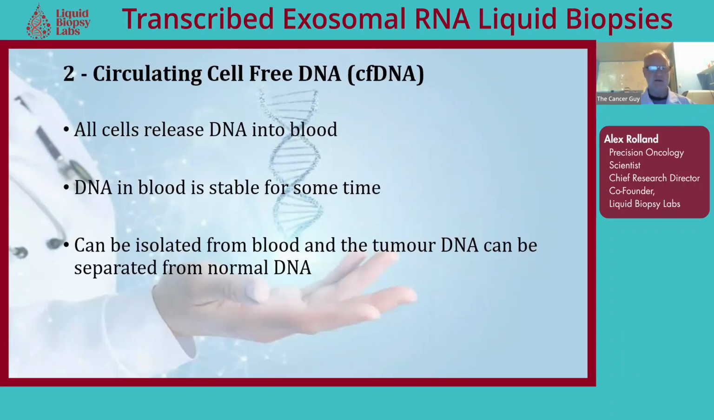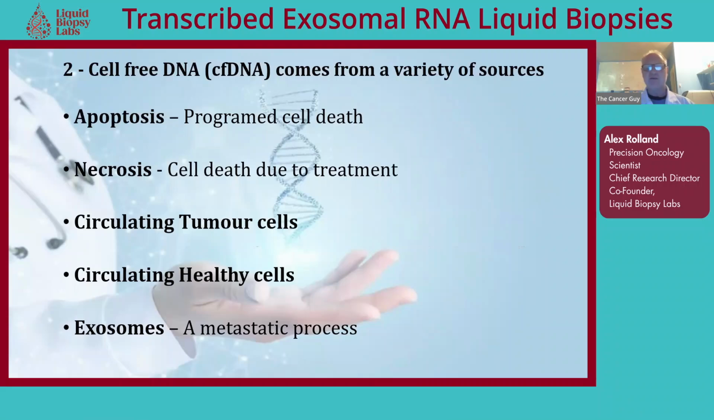So circulating cell-free DNA. All cells release DNA into the blood, including tumor cells. DNA in the blood is stable for quite some time. Additionally, this DNA can be isolated from the blood, and the tumor DNA can be separated from the normal DNA for quantification and qualification. However, there are various different mechanisms that cell-free DNA can be released into the blood.